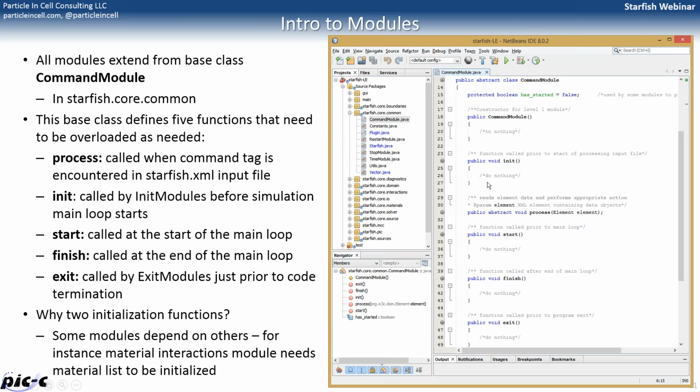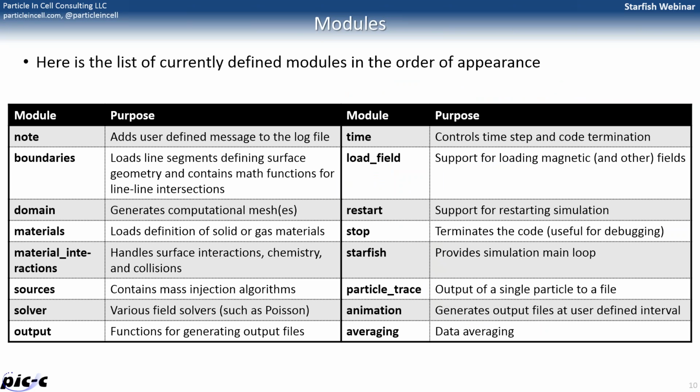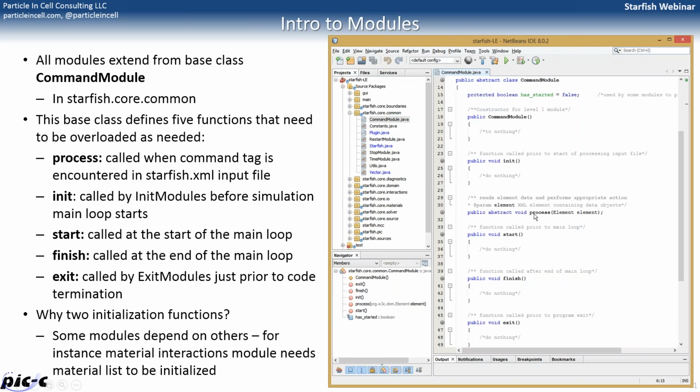This means that if you're writing some module and you don't actually care about it initializing or doing some kind of cleanup, then you can just leave these as they are. You don't have to override them. But process has to be overridden because it's abstract, and this process function is what gets called whenever that key of this module gets encountered in the XML file. So again, when you see restart in the XML file, then the process function of the restart module will be executed.